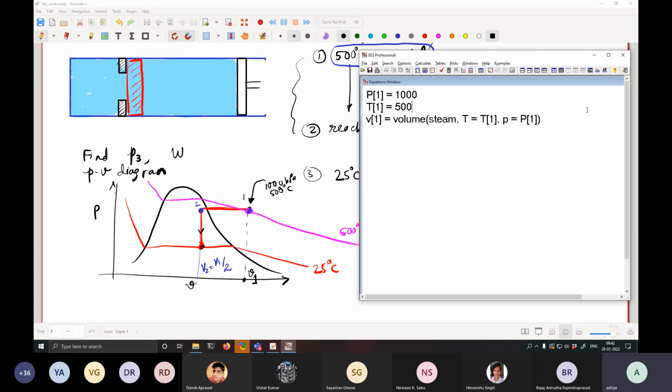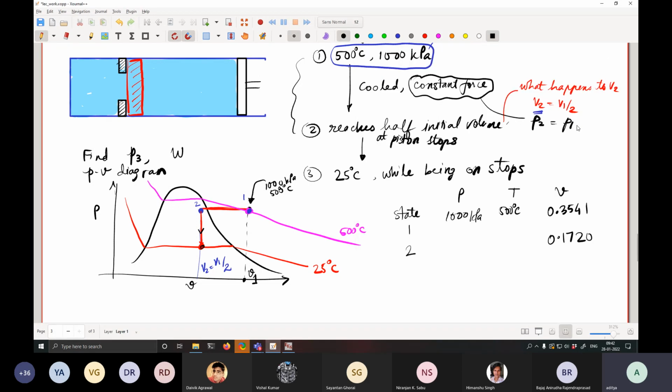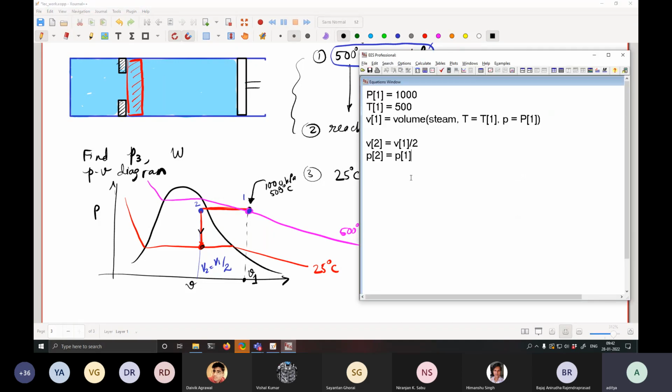So we'll just say over here that V2 is going to be V1 over 2. All right, and P2 is going to be the same as P1. Why? Because the force is constant, so it's also going to be 1000 kPa. So in that case, let's find out what the temperature is. So T2 is temperature, steam, P equal to P2, V equal to V2.